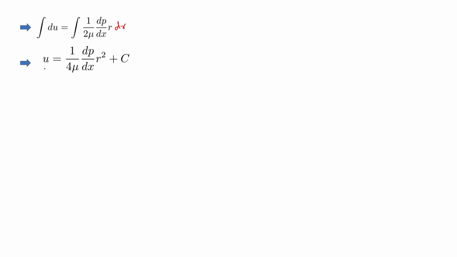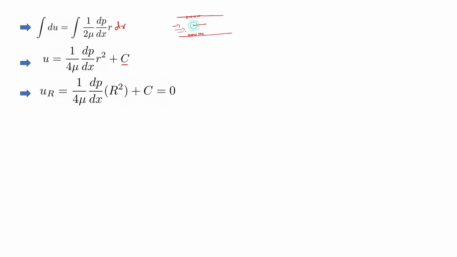And on integrating, you will get u is equal to 1 by 4 mu dp by dx into r square plus capital C. In order to find this constant, we need to apply a boundary condition. This boundary condition is that the velocity at the wall is 0. When there is a fluid flow, the molecules will get stuck to the side of the wall. Here the velocity will be 0. In the middle, you will have maximum velocity. So you know the velocity at the boundary. That is a boundary condition.